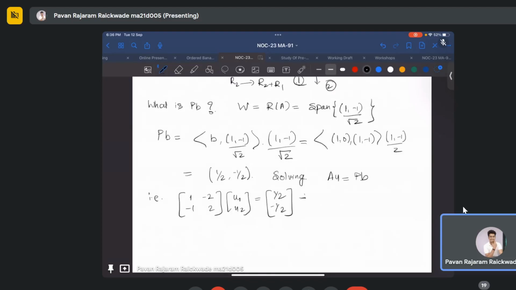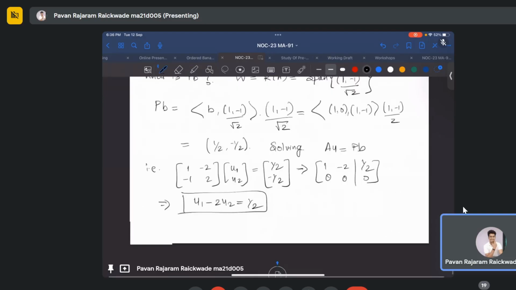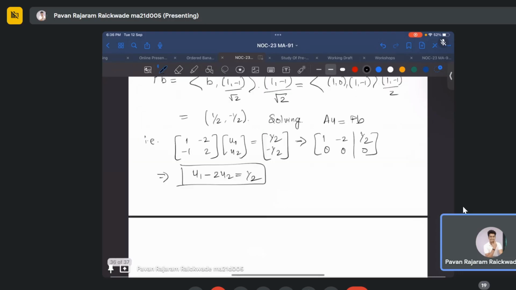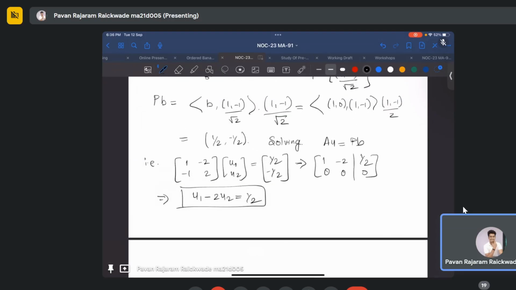So this implies 0, 0, 0, 0, which implies U1 minus 2U2 is equal to 1 by half. This is the condition, right? Okay. Remember, what is this condition? The set of all U such that AU equals PB is the same as the set of all U1, U2 such that U1 minus 2U2 is equal to half. Okay, so now we are halfway there.